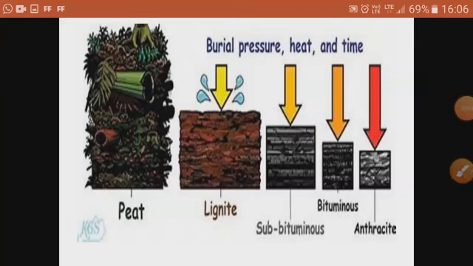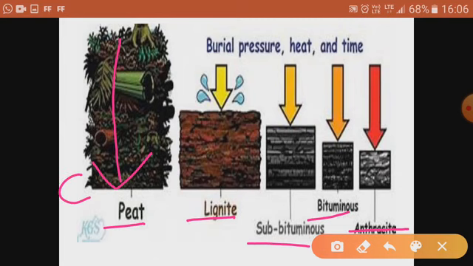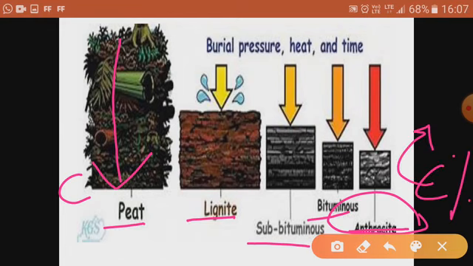Hello students, we have already discussed different types of coal, that is peat, lignite, subbituminous, bituminous and anthracite. As we go deeper into the earth strata, the carbon content keeps increasing. It means anthracite will have a higher carbon percentage, and a higher carbon percentage means higher efficiency of the fuel. Okay, so this is how it happens.